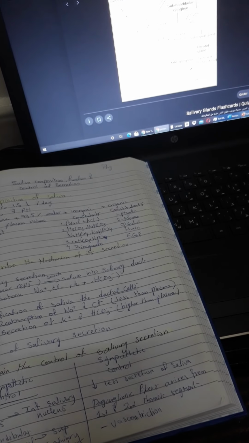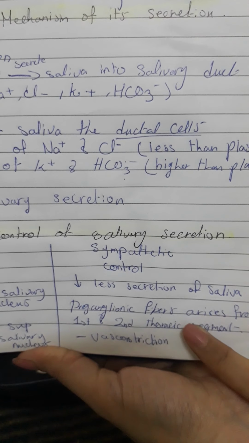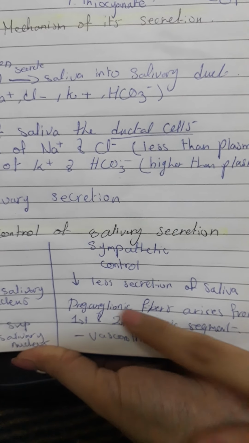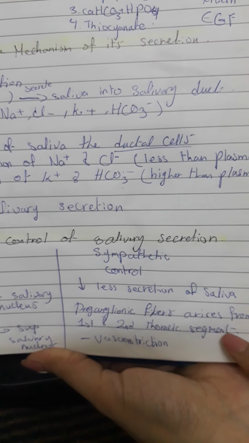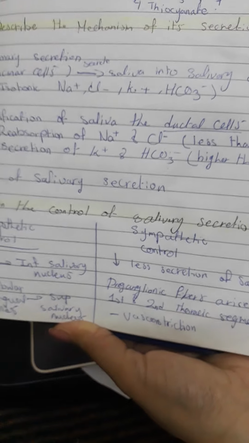In the sympathetic control, there is less secretion of saliva. Preganglionic fibers arise from the first and second thoracic segments. There is also vasoconstriction in the sympathetic, that means less blood supply.